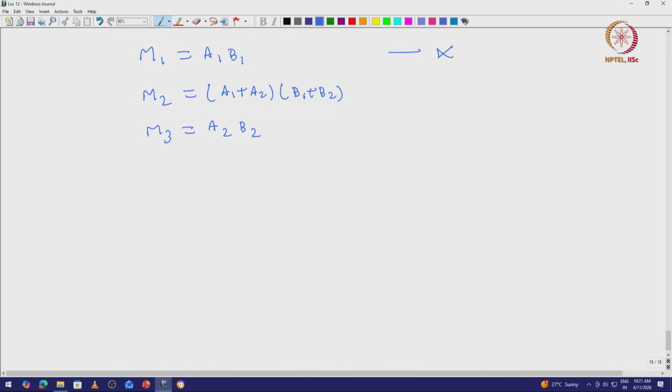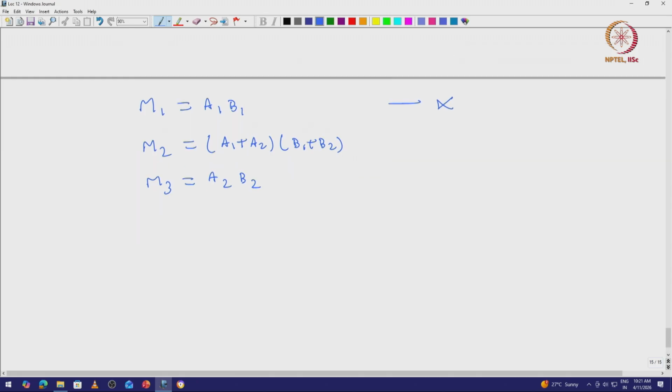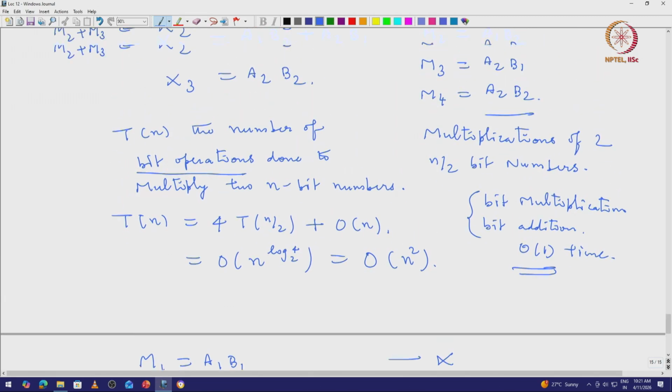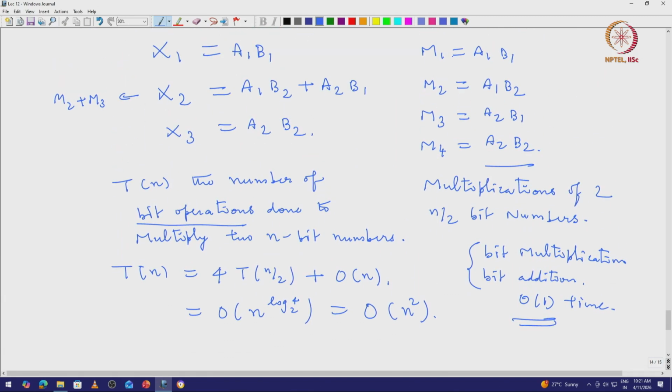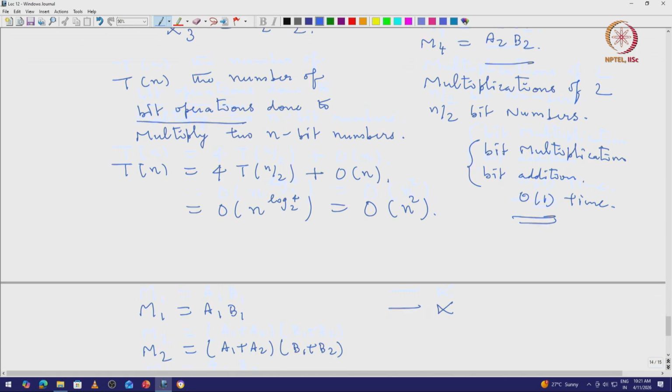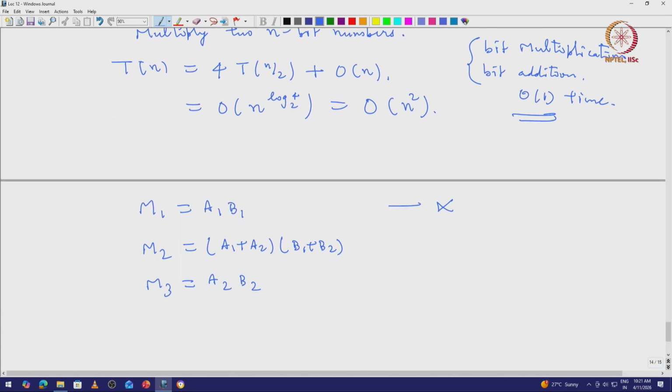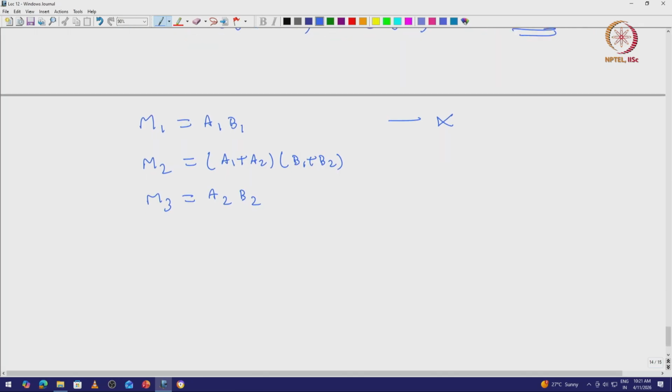So this is directly x1, what are the three quantities we were computing, x1, x2, x3. One is directly x1, and this is directly x3. However, I am going to compute x2 as M2 minus M1 minus M3.